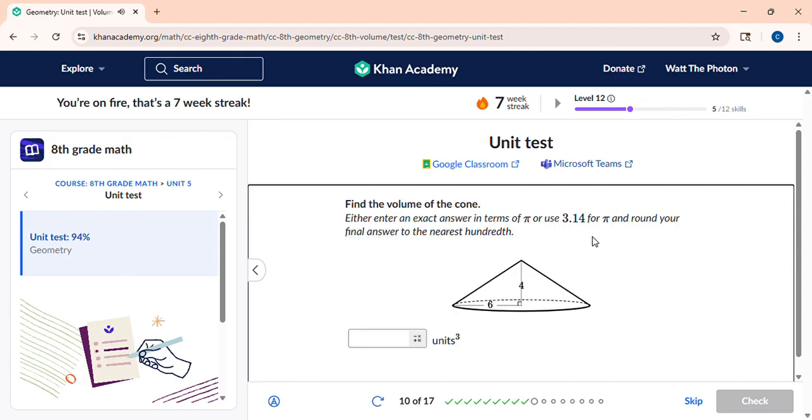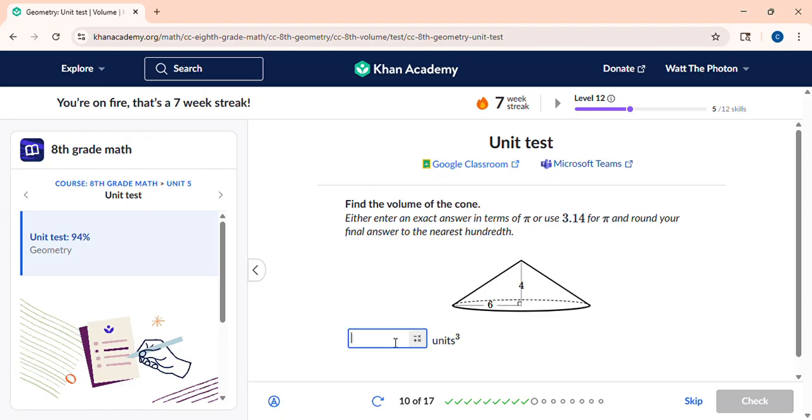Let's see. We'll find the volume of a cone with a height of 4 and a radius of 6. So we have 36 times 4 divided by 3 is 48 pi. Yeah, 48 pi.